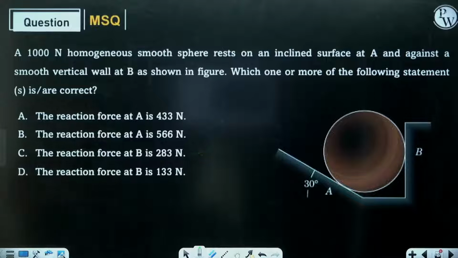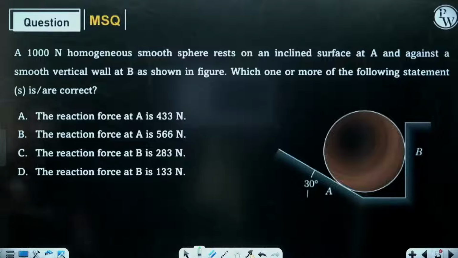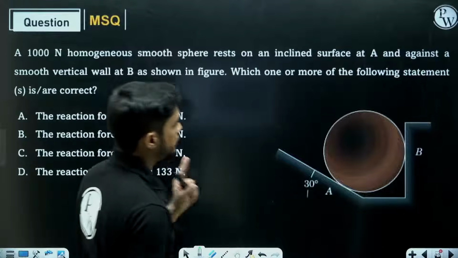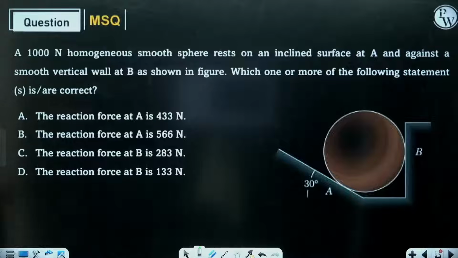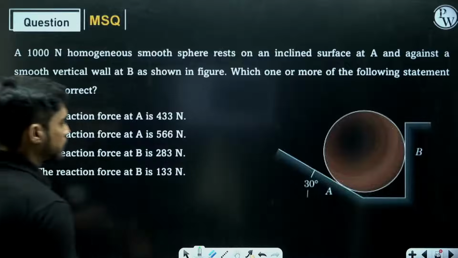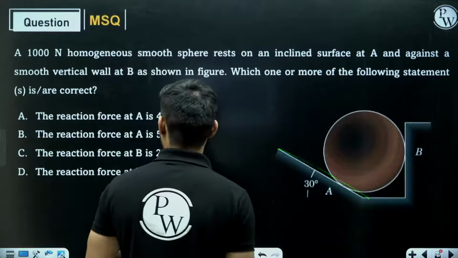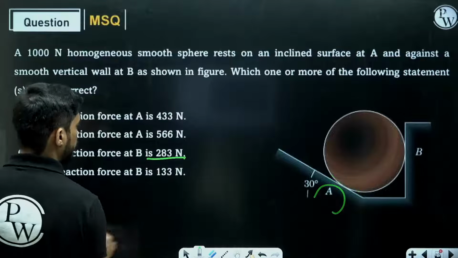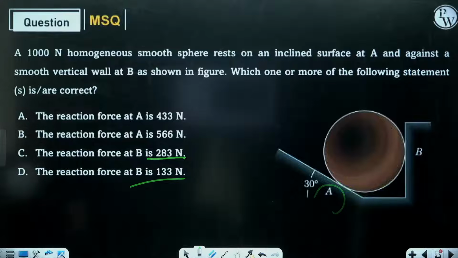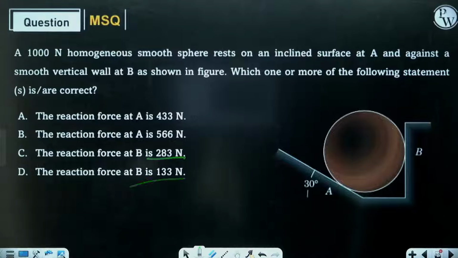A 1000 Newton homogeneous smooth sphere rests on an inclined surface at A and against a smooth wall at B. Which one or more of the following statements is or are correct? Reaction at A is 433 Newton. Reaction at A is 566 Newton. Reaction at B is 283 Newton. And reaction at B is 133 Newton. So basically you need to calculate reaction at A and reaction at B. So how are we going to solve this problem?